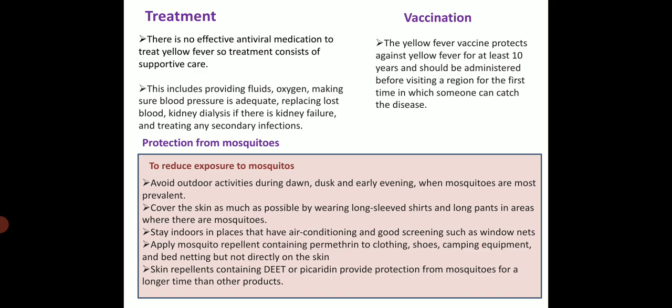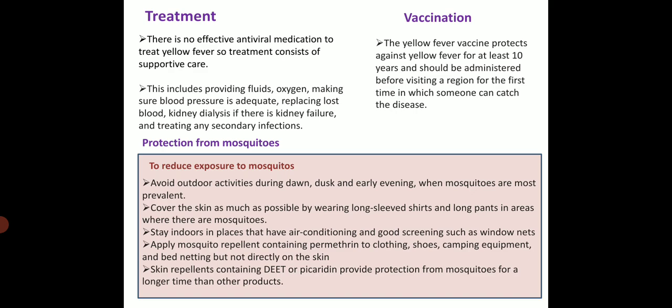Next, coming to the preventive measures, that is protection from mosquitoes. To reduce exposure to mosquitoes, avoid outdoor activities during dawn, dusk and early evening. Cover the skin as much as possible by wearing long sleeved shirts and long pants.